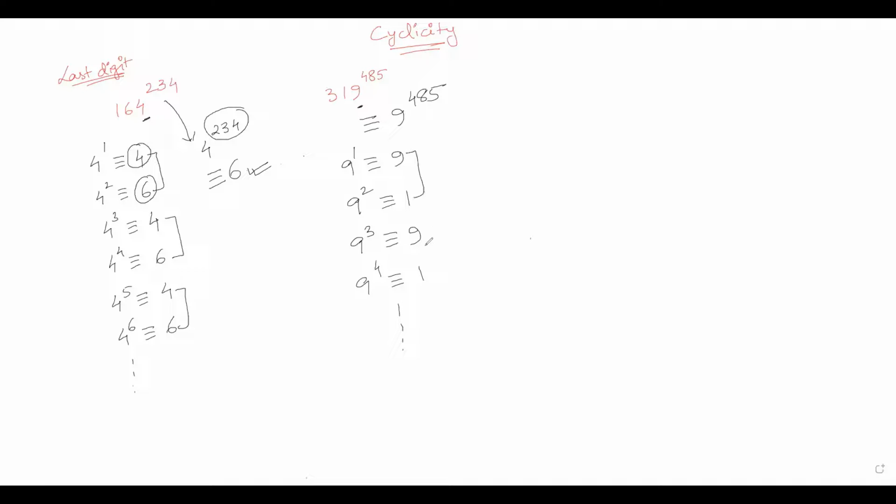So it also follows a cyclicity of 2: 9, 1, 9, 1, 9, 1, and so on. And 9 raised to some odd power gives us the unit digit as 9, and 9 raised to some even power will give us the unit digit as 1. So 9 raised to power 485 will give us the unit digit as 9. So the higher powers of numbers ending with 4 and 9 has a cyclicity of 2. So we can simply apply this to find the last digit.